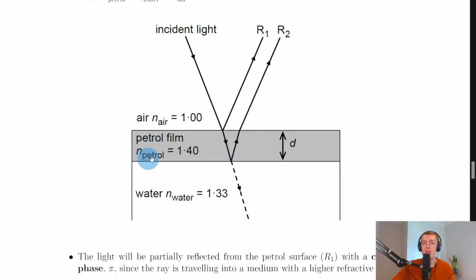And we have the refractive index for our film here, which is petrol. So we can say the optical path length will be n petrol times d, but notice how ray R2 is travelling down the distance d and then back up the distance d. So it's travelling a total distance of 2 times d. So that means the optical path difference between rays R1 and R2 will be 2n petrol times d because we've got this factor of 2 difference between the distance travelled there.